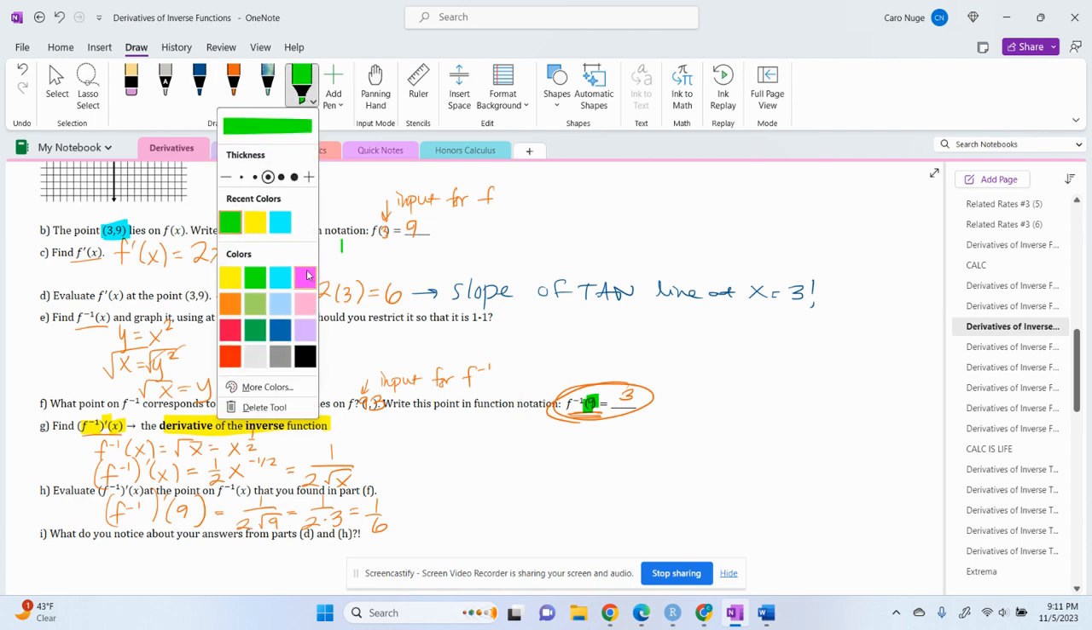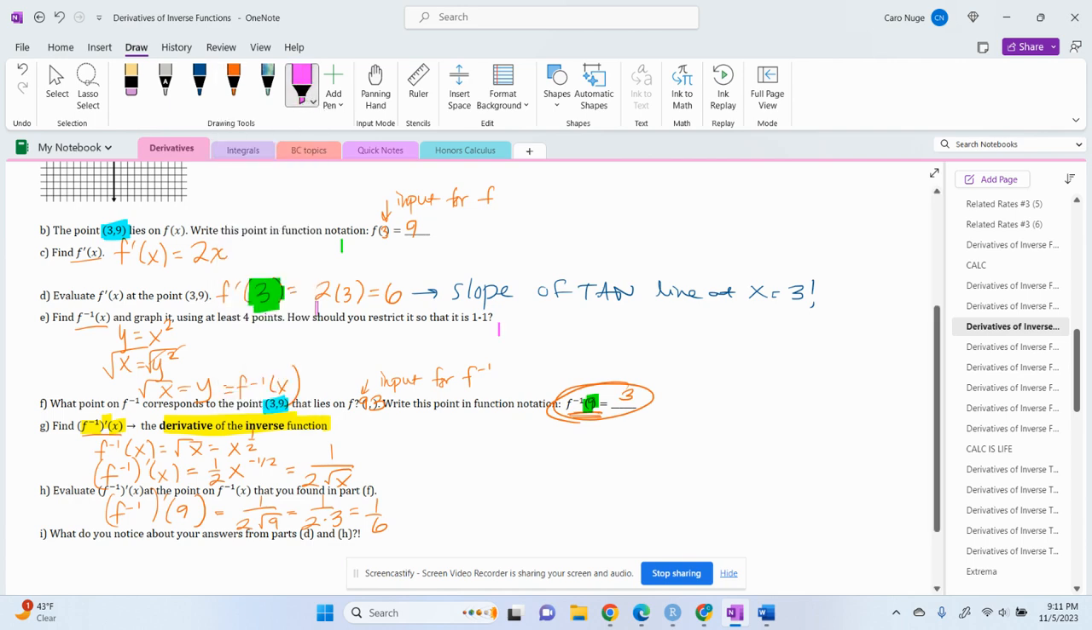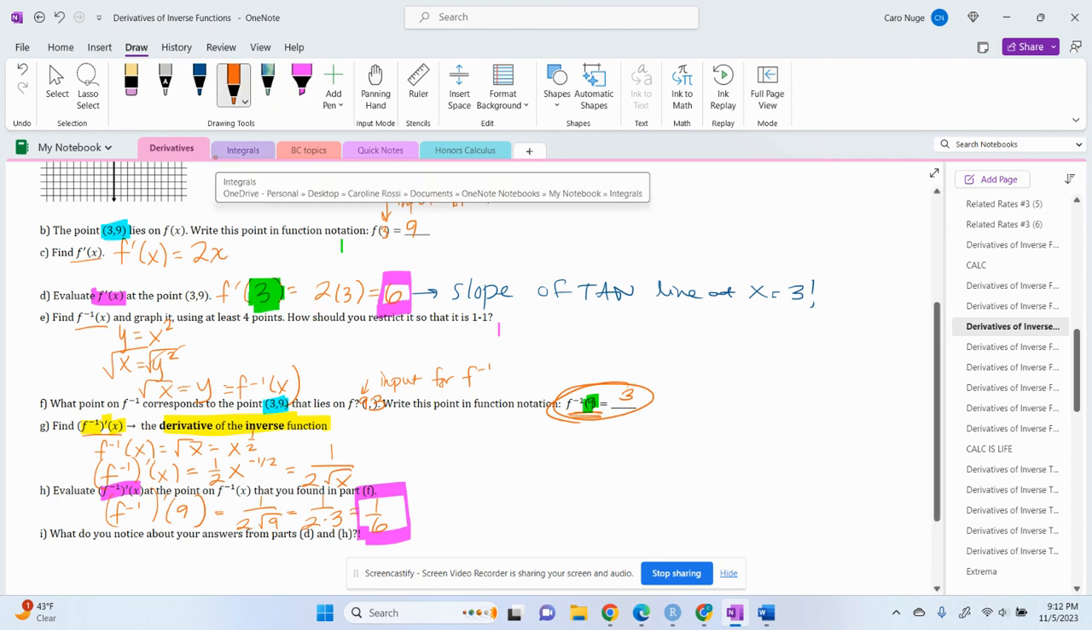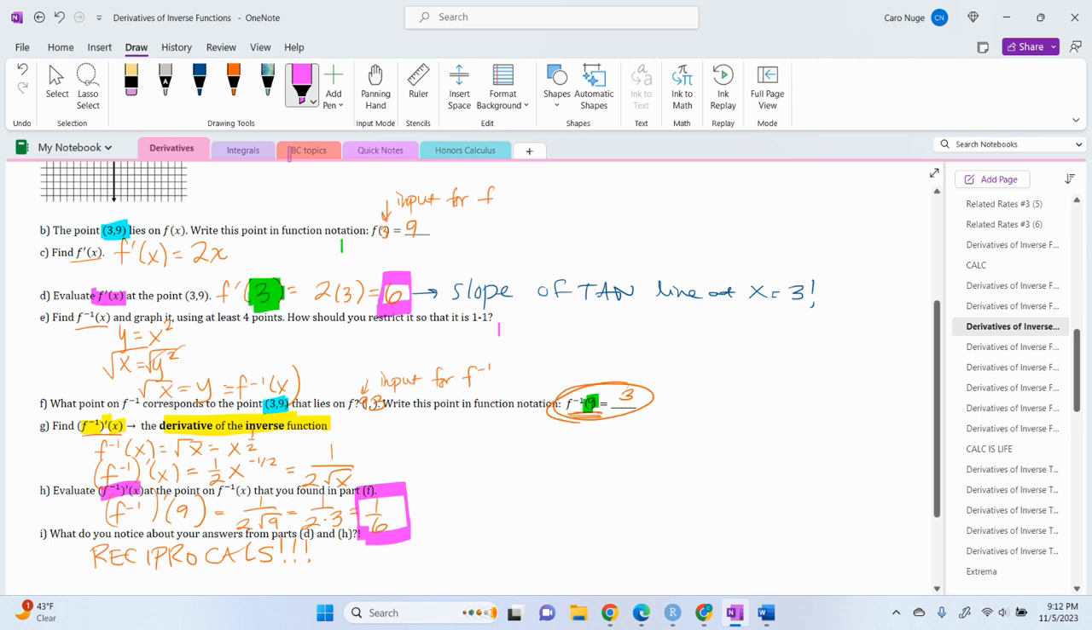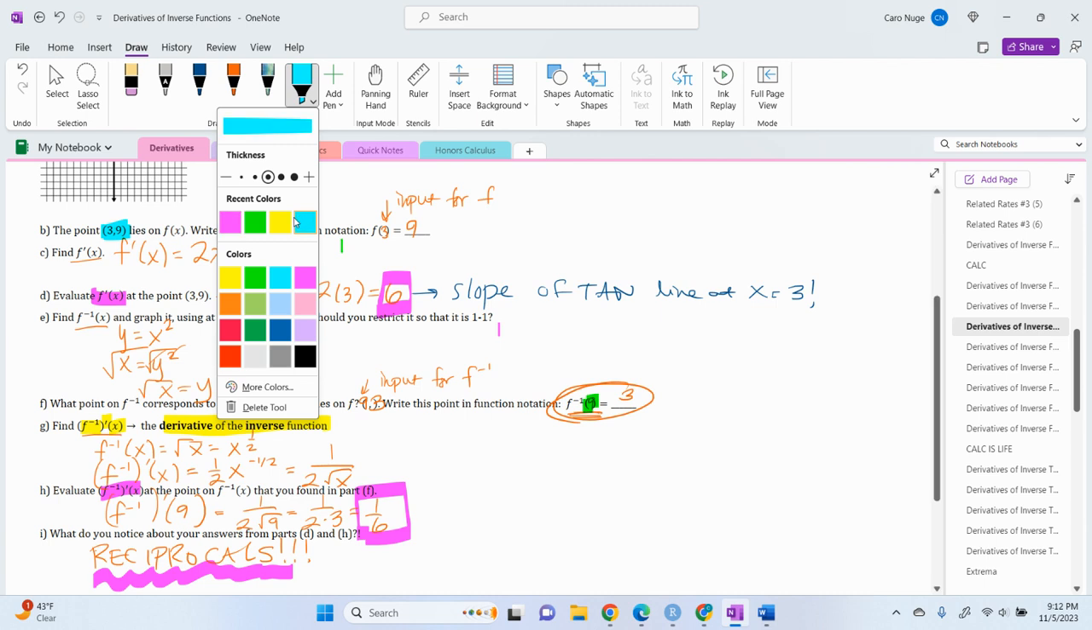Whoa, check this out. The derivative of the function was 6. The derivative of the inverse was 1/6. So what do you notice about these two numbers? You should immediately be able to say that they are reciprocals of one another. And if you can remember that, then you'll be able to do any inverse derivative. Now, there's one other catch here. You have to be really careful about this.